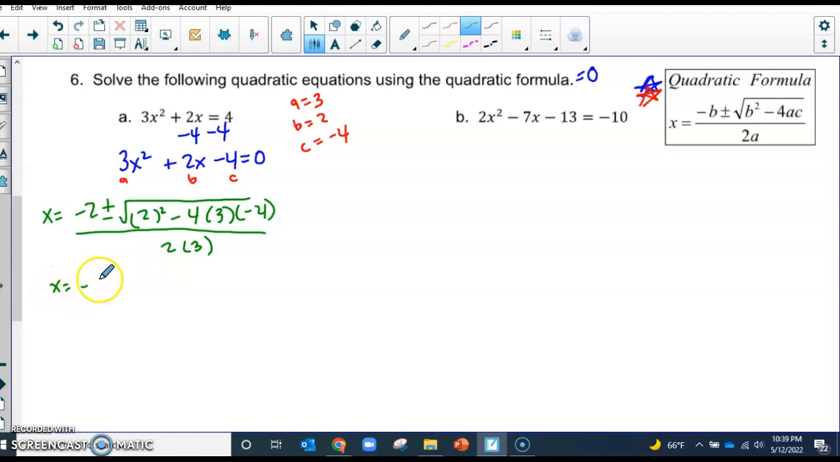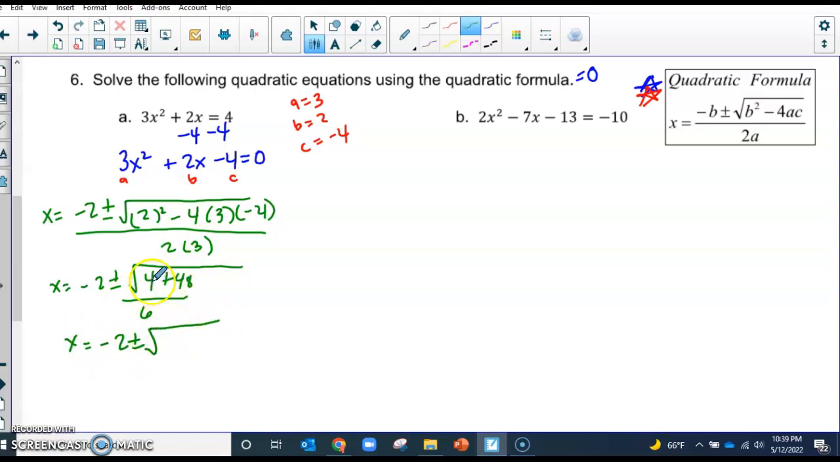Then I want to start to solve what I can. I'm going to solve what's inside the radical. So I've got 2 squared, that's 4. And then in my calculator, negative 4 times 3 times negative 4 is positive 48. 2 times 3 is 6.